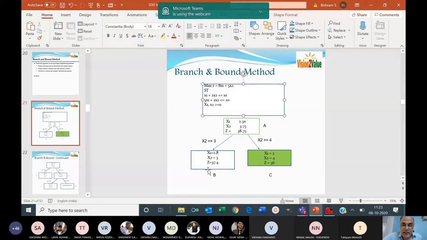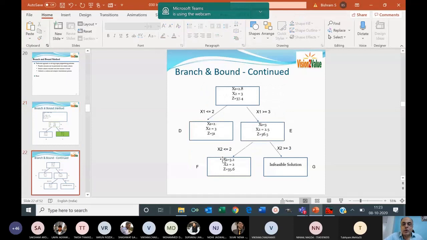Now, since the z value is higher than 36, we need to expand this branch. Again we look for which variable has the largest fraction. At this stage it is 2.8. So we'll develop two constraints: x1 less than or equal to 2, and x1 greater than or equal to 3. Since the value is 2.8, on the next page we do two constraints here and solve both.